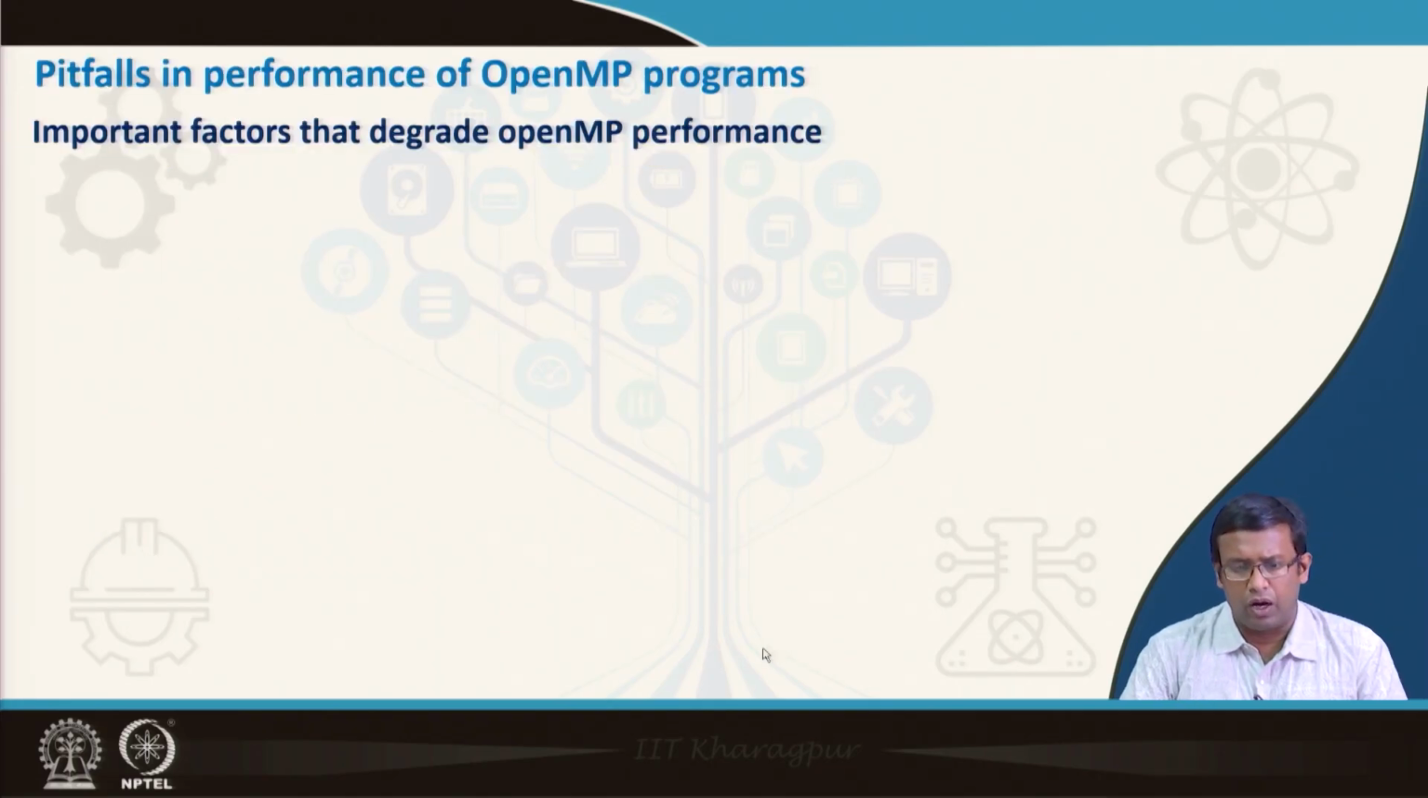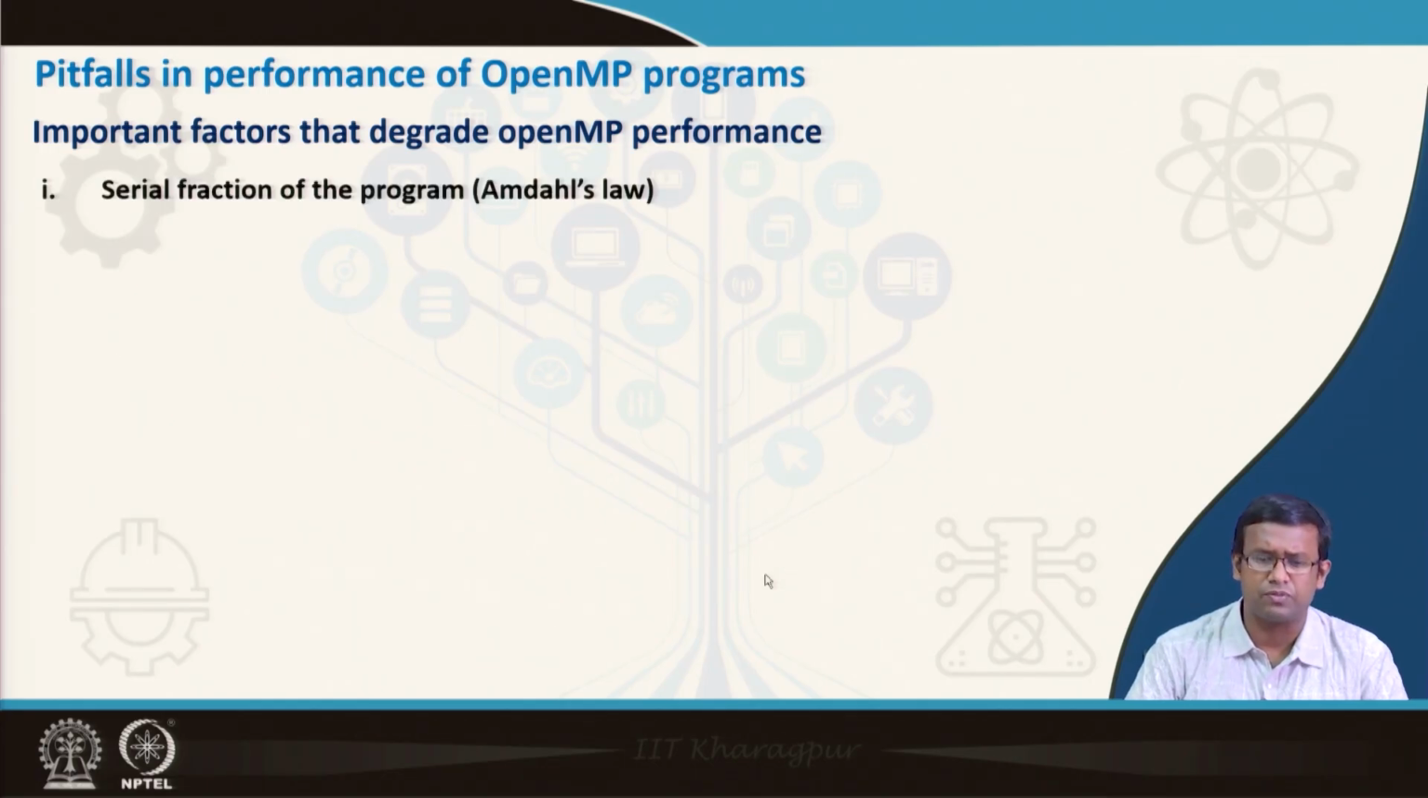Well, so what are the issues for which OpenMP performance can degrade? Some of these we have already discussed, and some of these we will discuss. One is that there is always a serial fraction of the program. If you remember Amdahl's law, any program cannot be completely parallelized, so there will be a certain serial part of the program. So when this serial part of the program is executed, the other processors are sitting idle. You cannot avoid that, there is a serial part of the program.